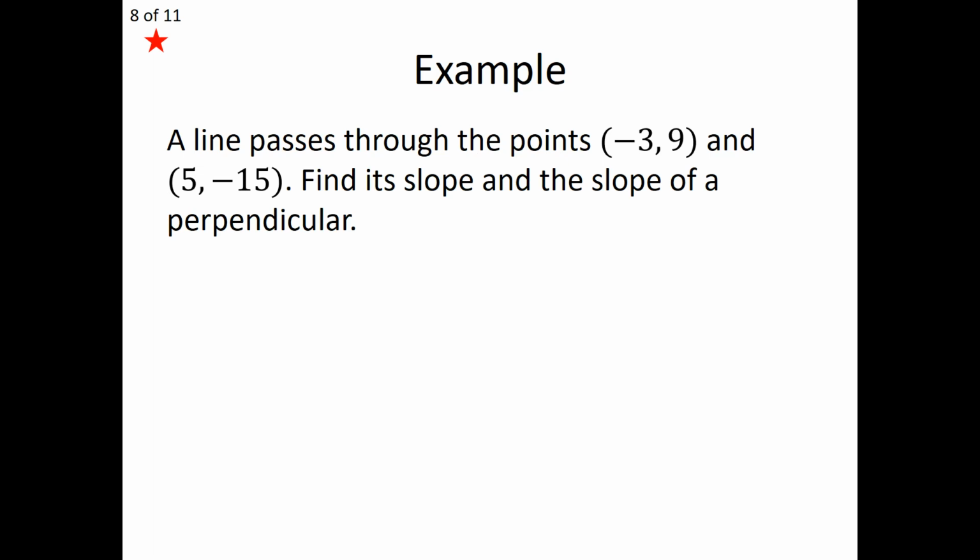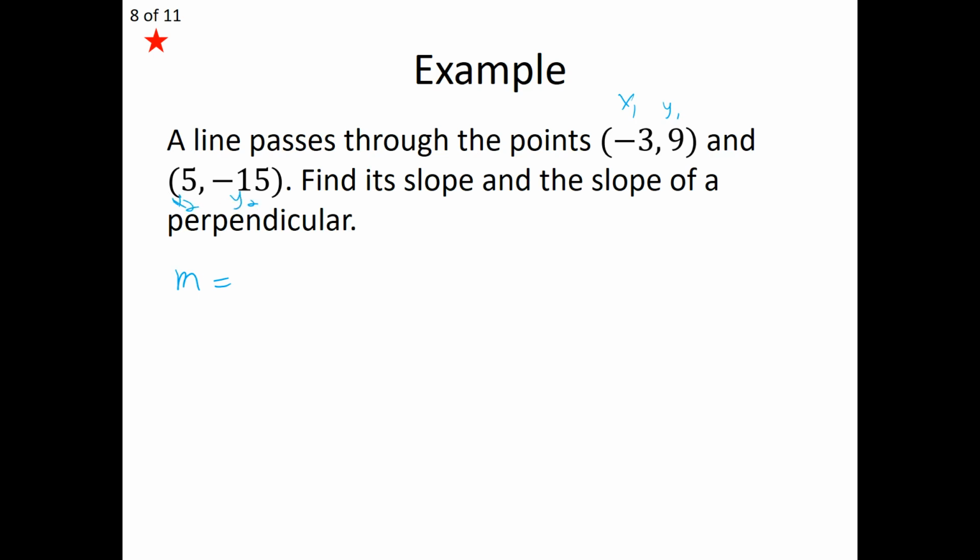So we're given a line that passes through the points (-3, 9) and (5, -15). What we want to do is find its slope, which will essentially be the same slope of any parallel, but we also want to find the slope of the perpendicular, which means we're going to apply that opposite reciprocal value to our discovered slope. So the very first thing we want to do is find out what is the slope of this given line. Well, we do y sub 2 minus y sub 1 over x sub 2 minus x sub 1. So we have x sub 1, y sub 1, x sub 2, y sub 2.